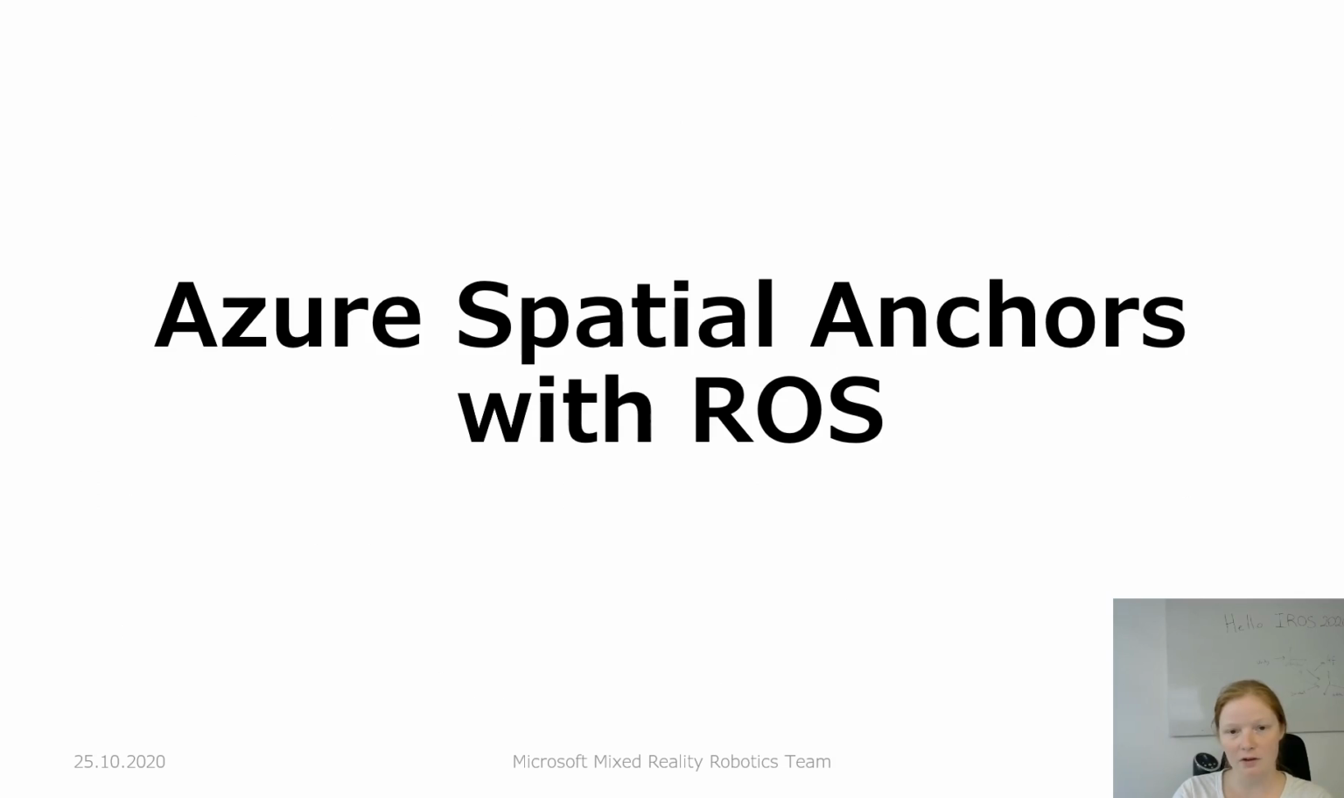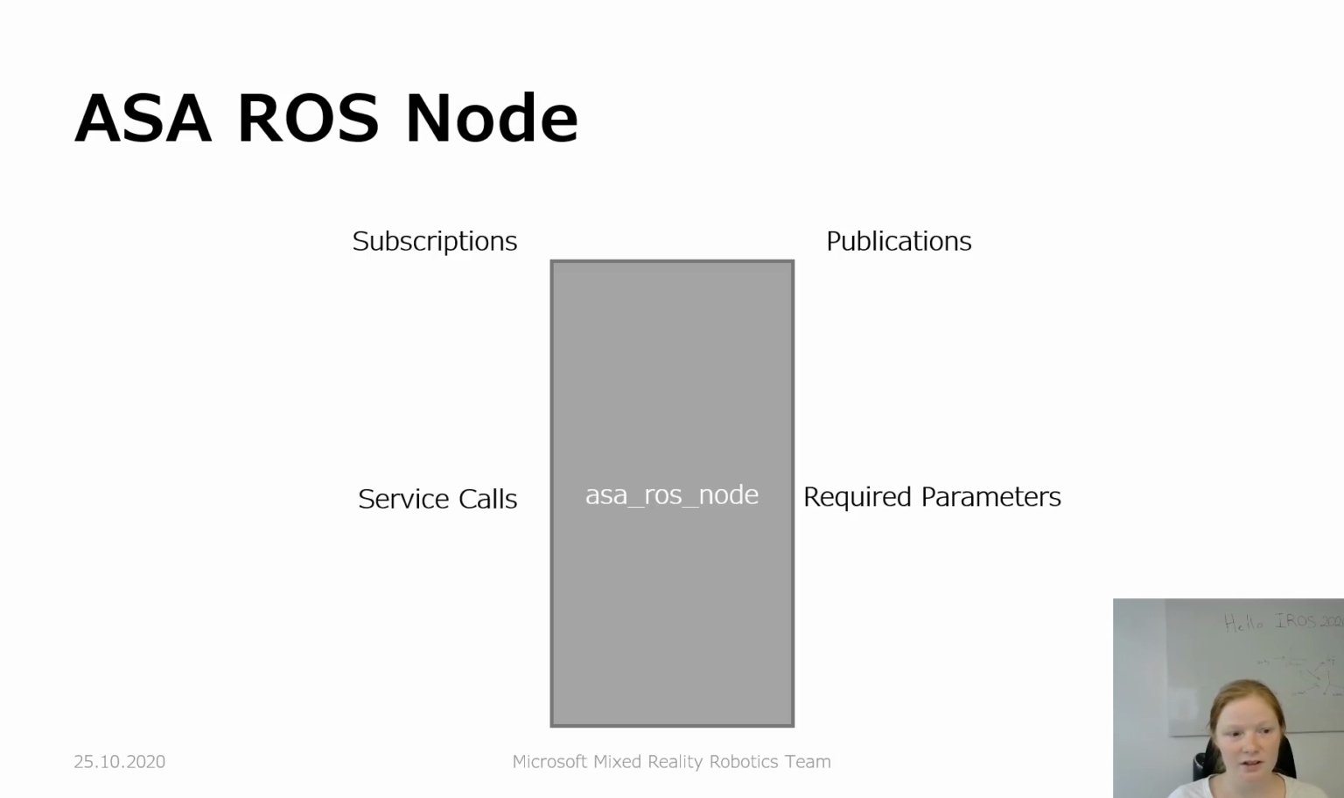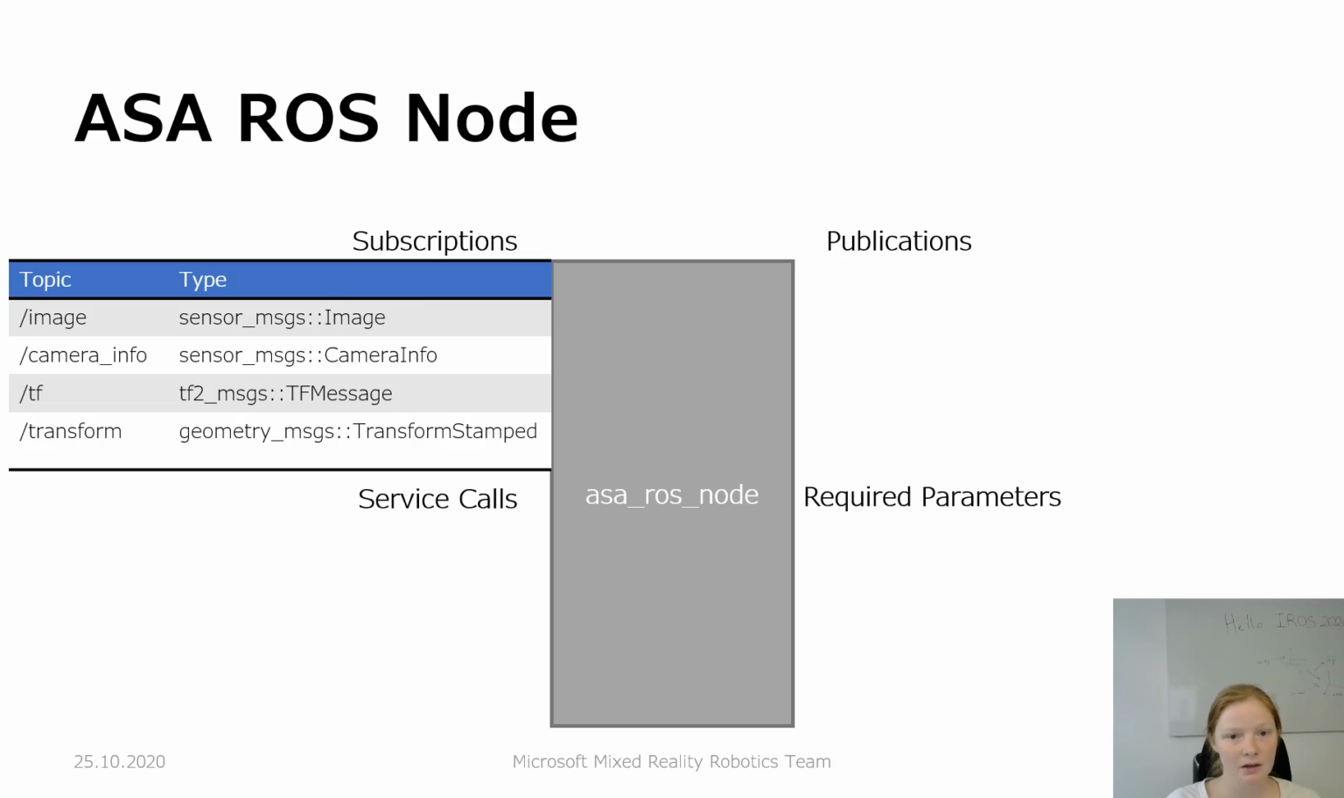Next up, we'll talk about how Azure Spatial Anchors works with ROS. So we provide some ROS wrappers, so it's easy to get started with your own robot or SLAM system. So here's a little bit about the system. So you have the ASA ROS Node. This is what's running live. We also have a bag parser in case you want to consume offline recorded data. They both work more or less the same.